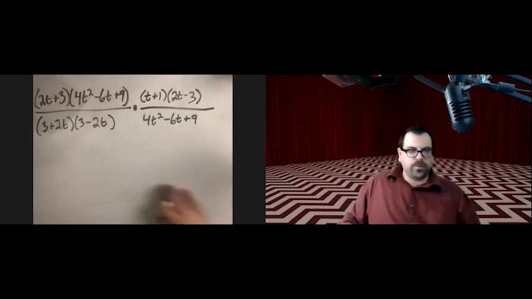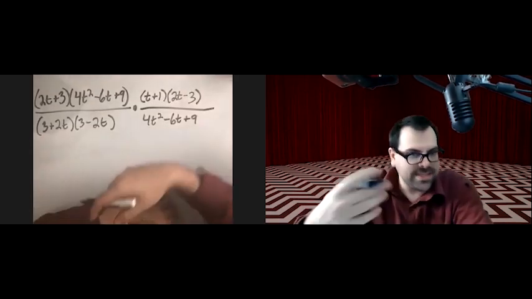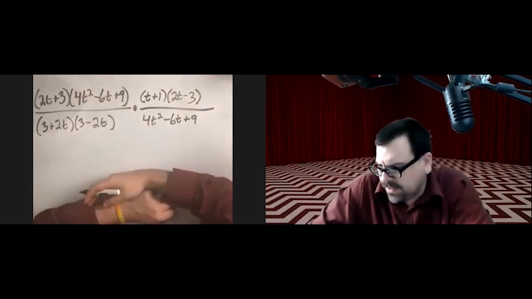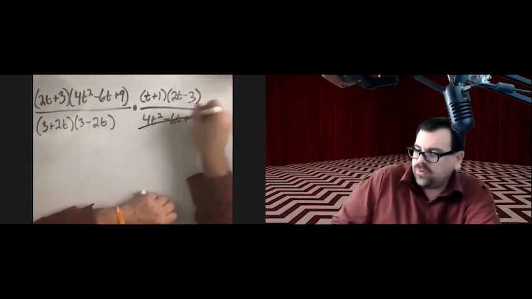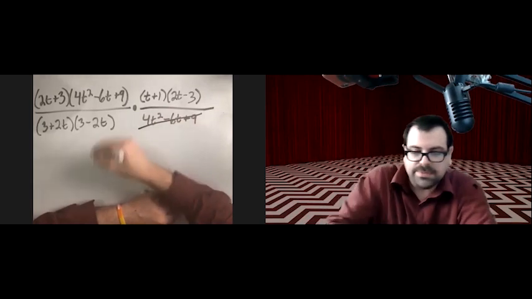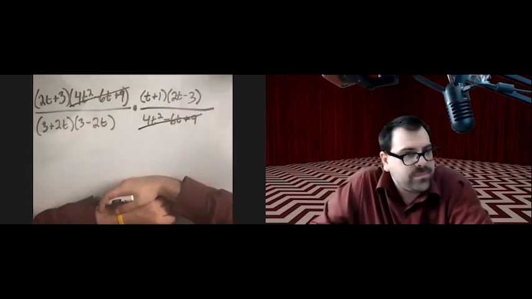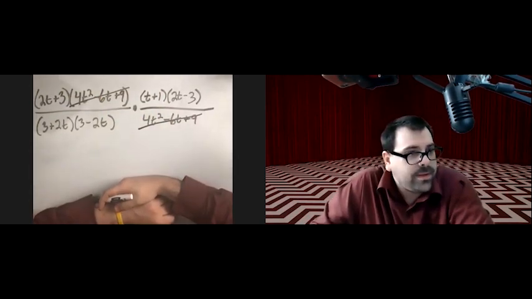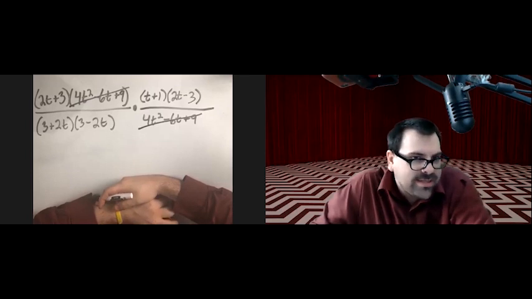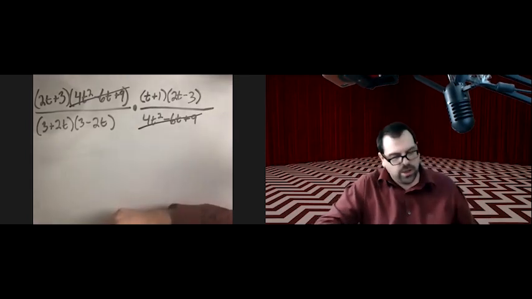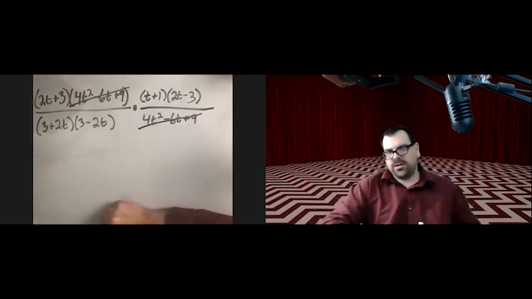Now I erased my work. You'll still have yours up there. You'll see that division problem. I just need more room, as always. And looky here, 4t squared minus 6t plus 9 cancels, top and bottom. Nothing else on the top and on the bottom looks exactly the same, but let's recall our previous conversation.